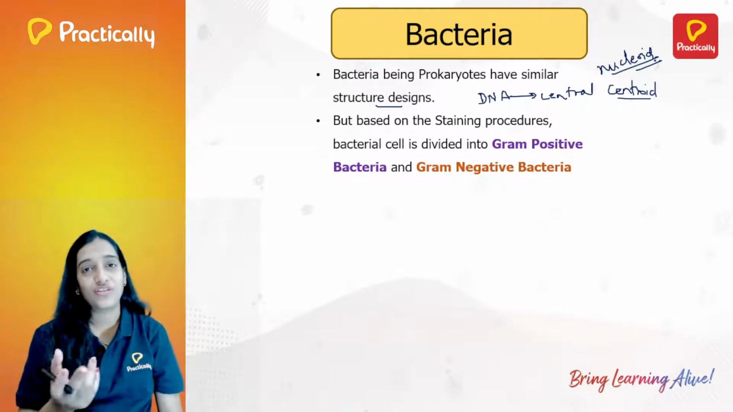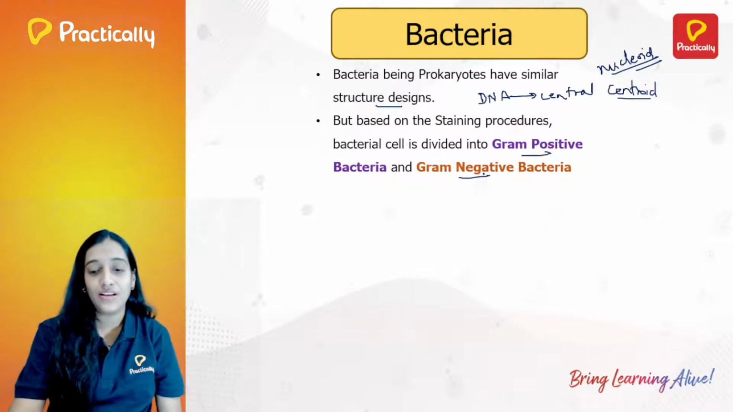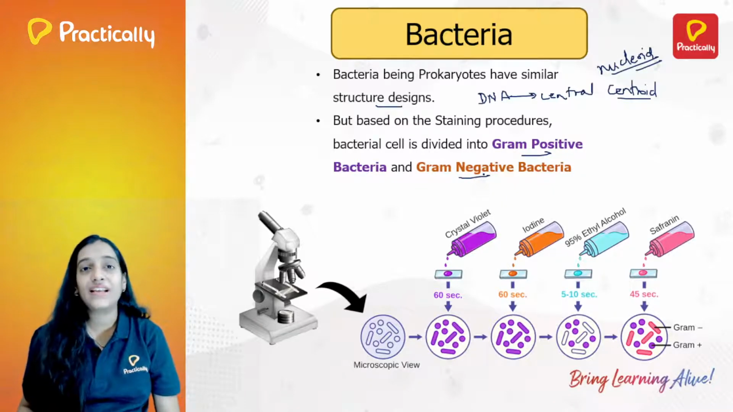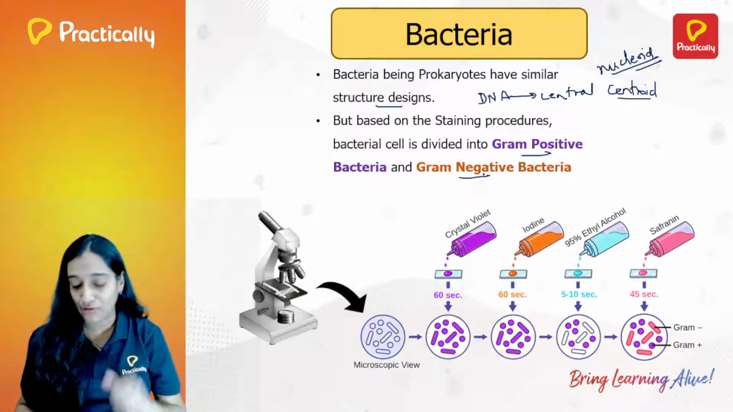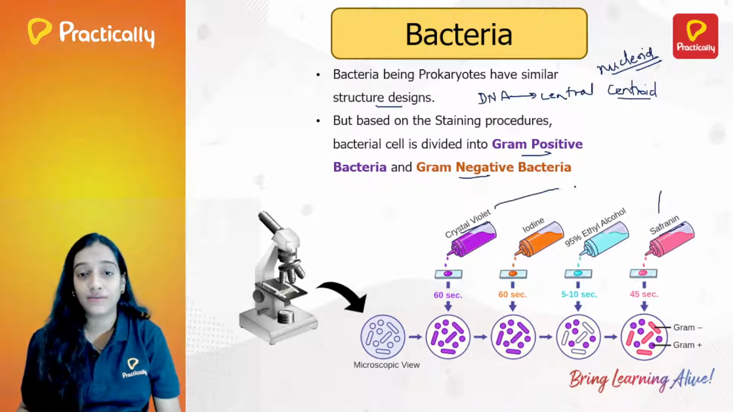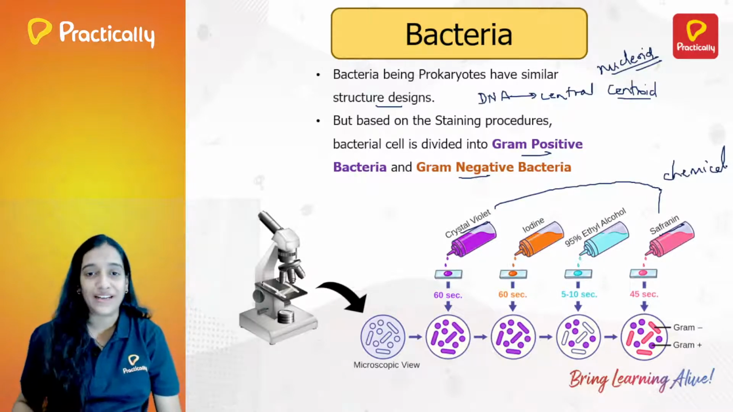Based on the staining procedure, as I have said, they are divided into gram positive and gram negative. See, this is how the staining procedure is done. In this case, we use two different types of stains: crystal violet stain and safranin stain. These are chemicals which specifically color some compounds or structures present in the bacteria.